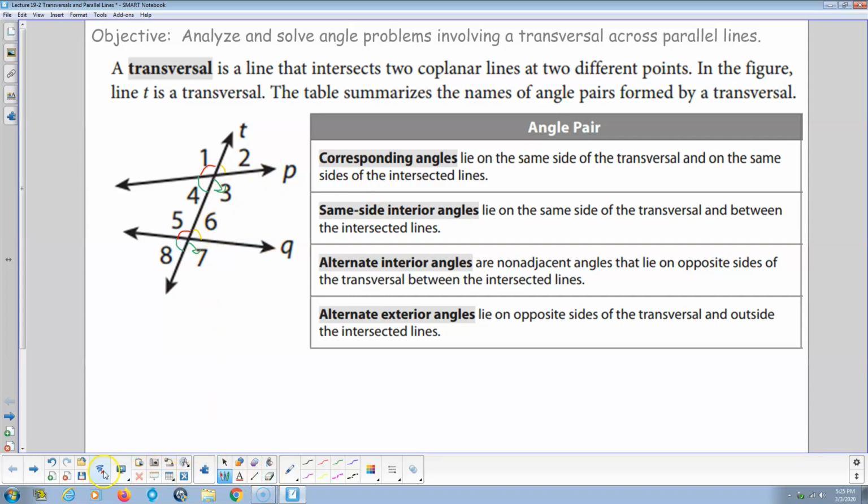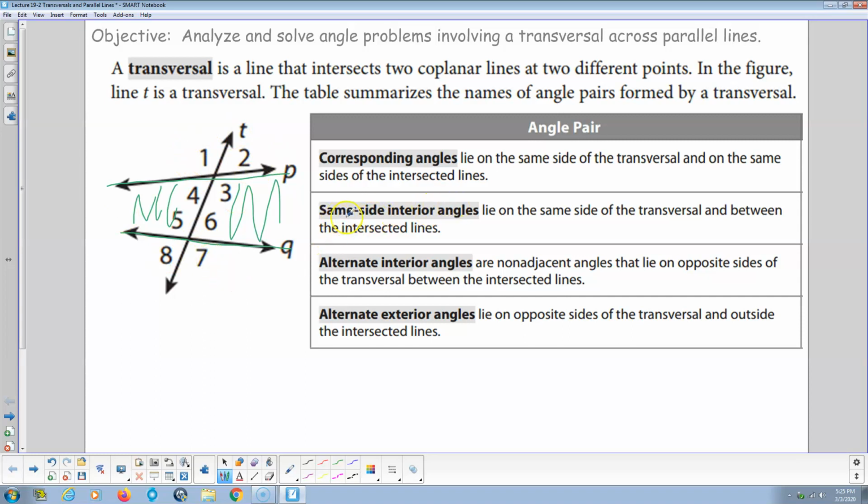Now, same side interior angles. So here's the deal. We have P, we have Q. We have the transversal. So in between P and Q, these are the interior angles here, because that's the inside in between the two lines. 1, 2, 8, and 7, those are exterior angles.